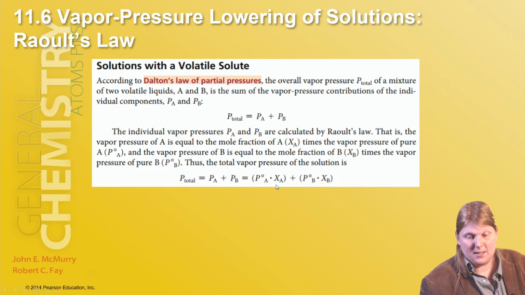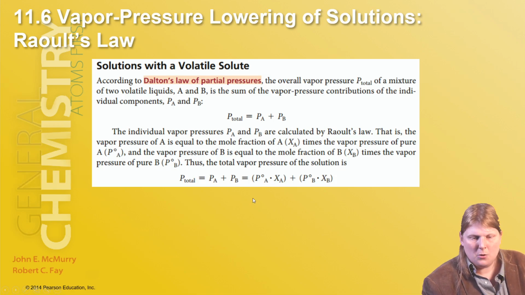And keep in mind, this could be extended. So if you had a mixture of multiple liquids, like 10, 5, 3, this just repeats itself. There'd be a C and a D and an E, and you just keep going. This can be extended to however many volatile components exist in this mixture. And as long as they behave Raoultian, this will work.